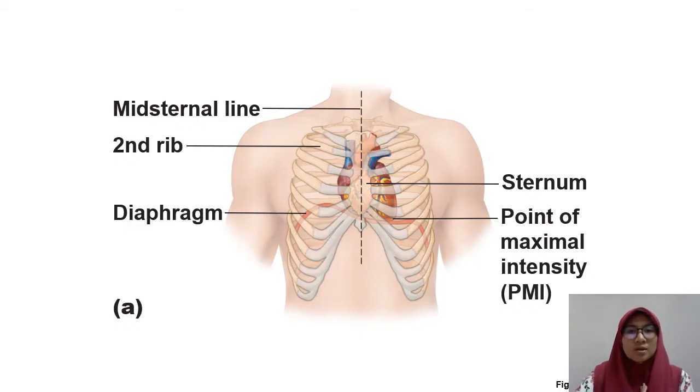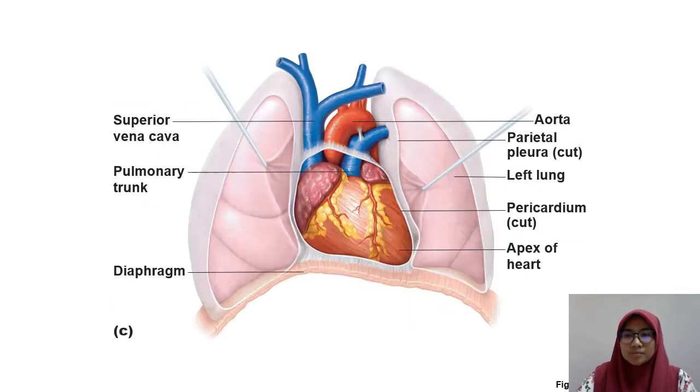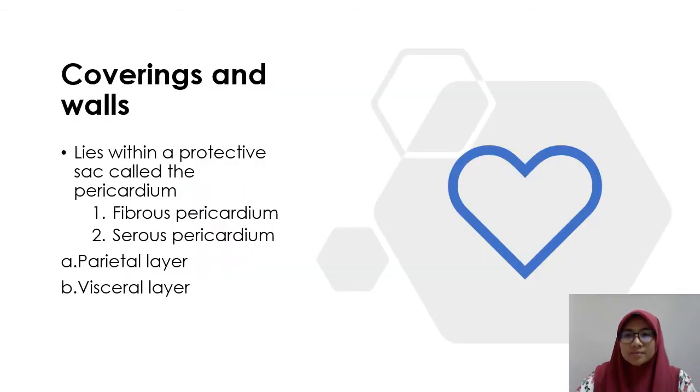This is the location of the heart. It's located at the center. Obliquely, dia senget sikit, obliquely. 2/3 to the left. So ini kalau we open our chest, it is actually located in between the left lung and right lung.